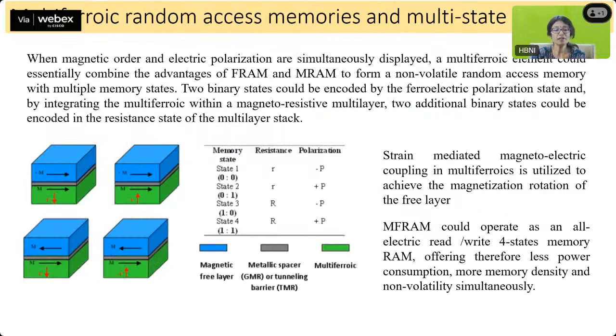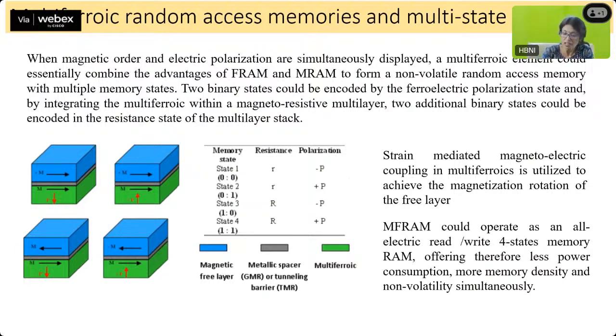And then you also have multiferroic random access memories and multi-state memories. When magnetic order and electric polarization are simultaneously displayed, a multiferroic element could essentially combine the advantages of a FRAM and MRAM, and it can form a non-volatile random access memory with multiple memory states. So two binary states could be encoded by a ferroelectric polarization state, and by integrating the multiferroic within a magnetoresistive multilayer, two additional binary states could be encoded in the resistance state of the multilayer stack.